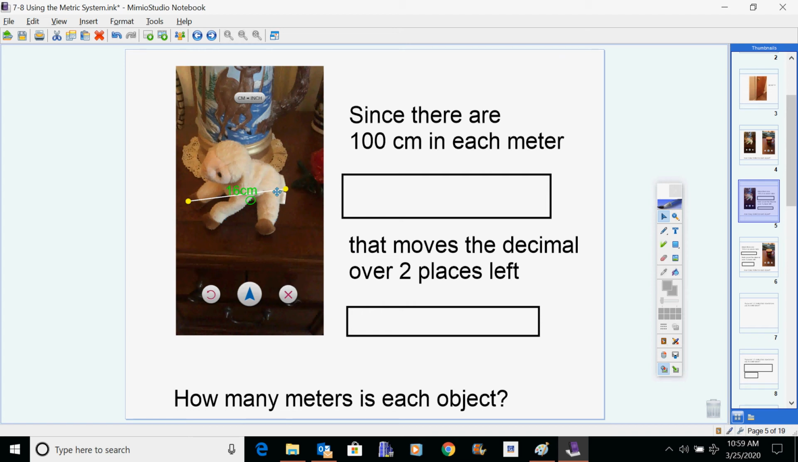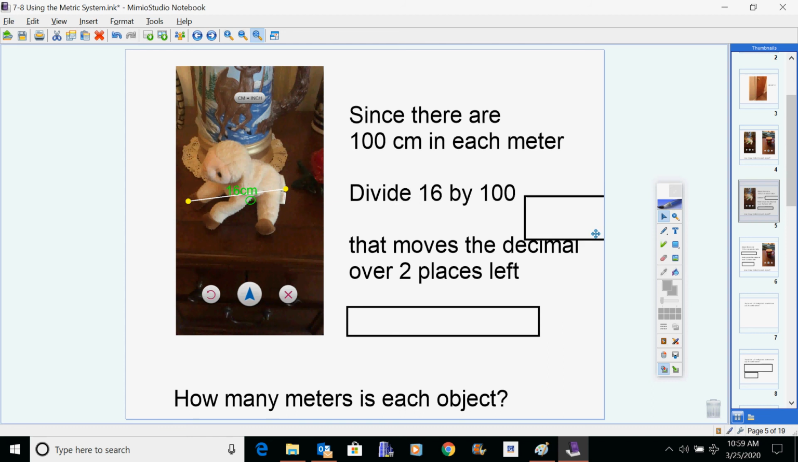You're going to divide it because it's going to be a smaller number. It's only a piece of the entire meter. There's 100 centimeters in each meter, but this is much smaller than that, so you're going to be dividing. So we're going to divide by 100. And when you divide by 100, that moves the decimal place over 2 place values. That's our quick shortcut for dividing by a power of 10. Count the zeros and move it that many place values.